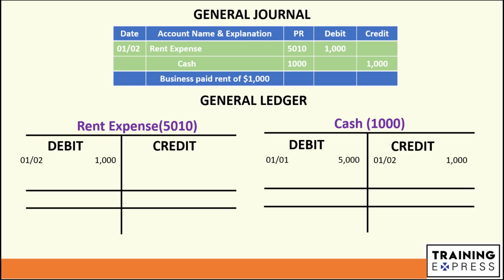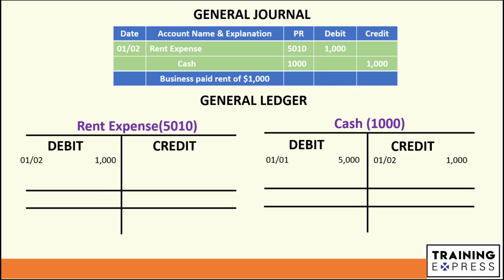You can see that rent expense was debit with $1,000, and we have written $1,000 on the debit side of the rent expense ledger. Similarly, cash account was credited with $1,000 and we have written $1,000 on the credit side of the cash account. Now look at the posting reference. So here you can see rent expense account number is 5010. So you can see it is appearing there. And similarly, cash account number is 1000, which is also appearing here.